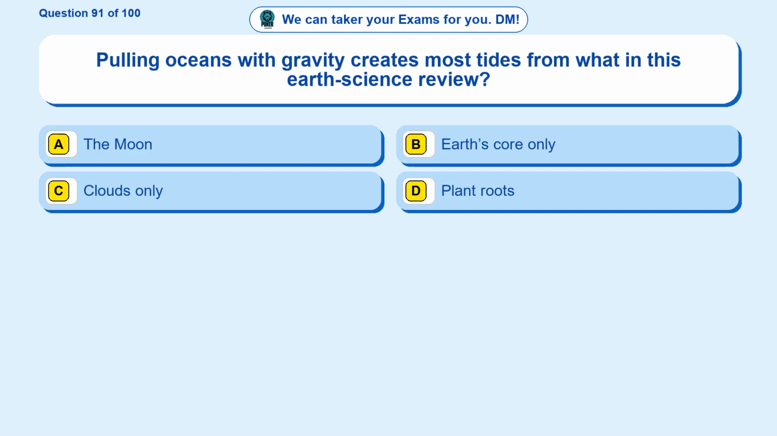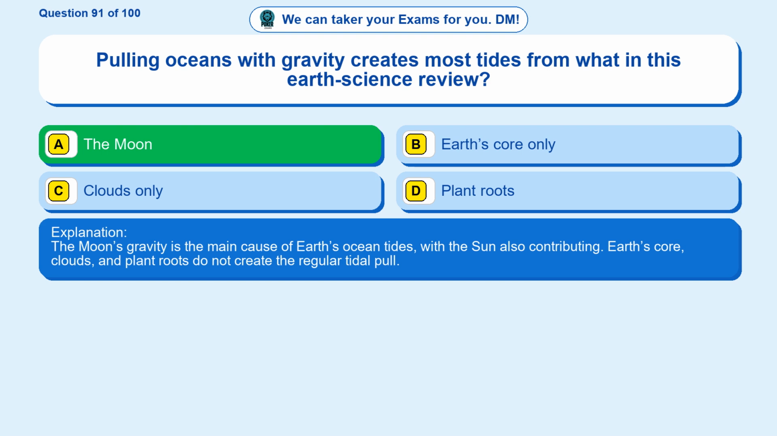Question 91. Pulling oceans with gravity creates most tides from what in this Earth Science Review? Option A: the moon. Option B: Earth's core only. Option C: clouds only. Option D: plant roots. The correct answer is option A: the moon. The moon's gravity is the main cause of Earth's ocean tides, with the sun also contributing. Earth's core, clouds, and plant roots do not create the regular tidal pull.